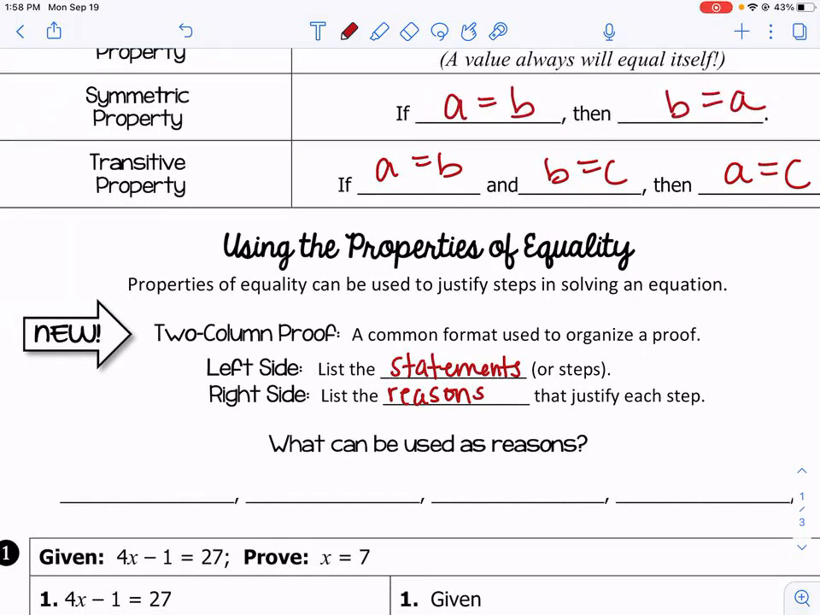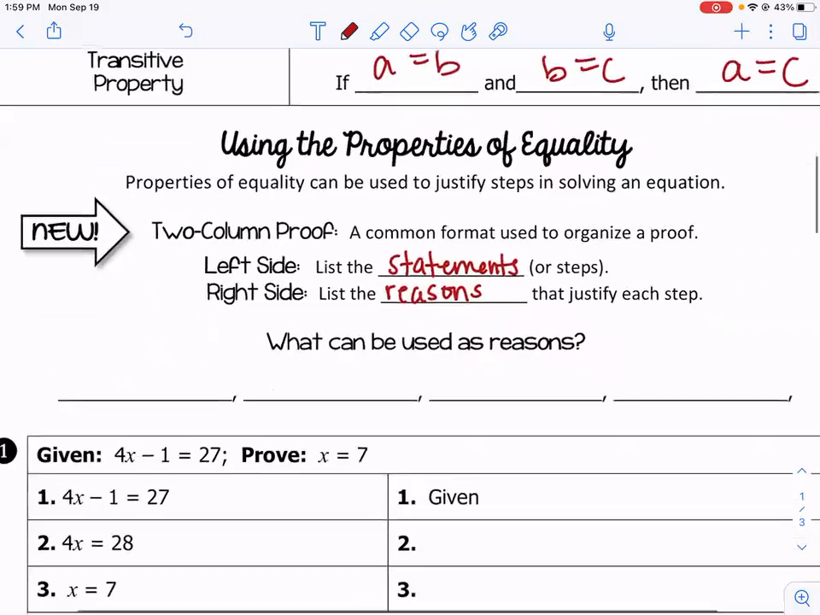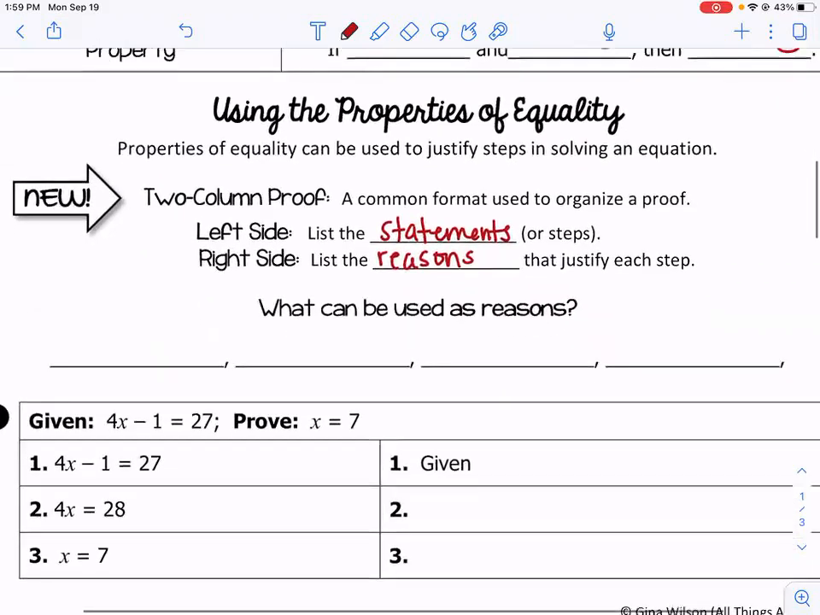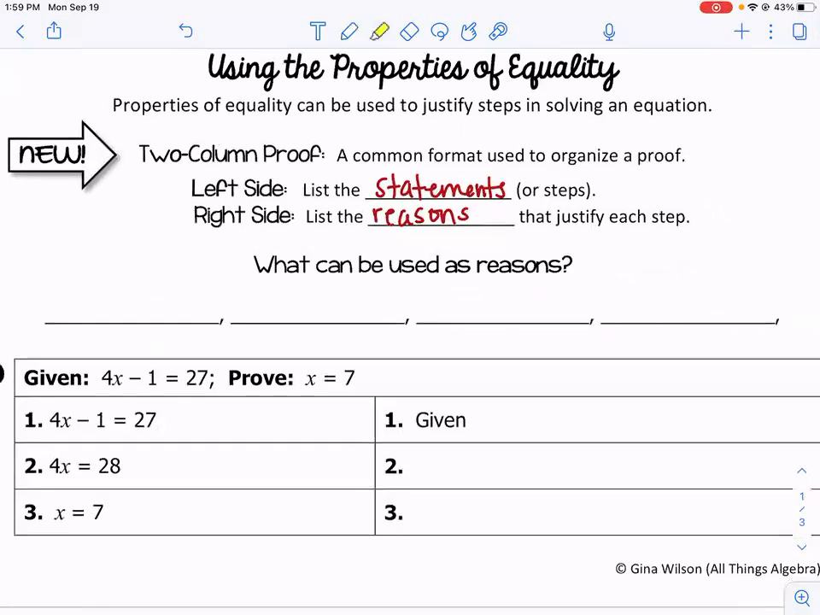So we're going to take something that we know how to do, algebra, and we're just going to write it up justifying each step. We can do this because of the transitive property. We can do this because of the division property. Now, when we talk about reasons, properties are what we're going to focus on right now because we're going to do the algebra.